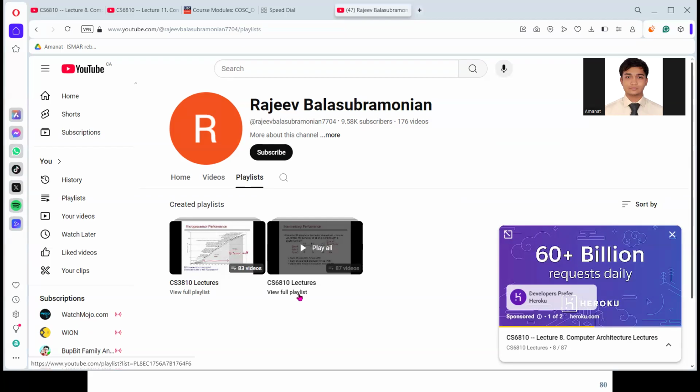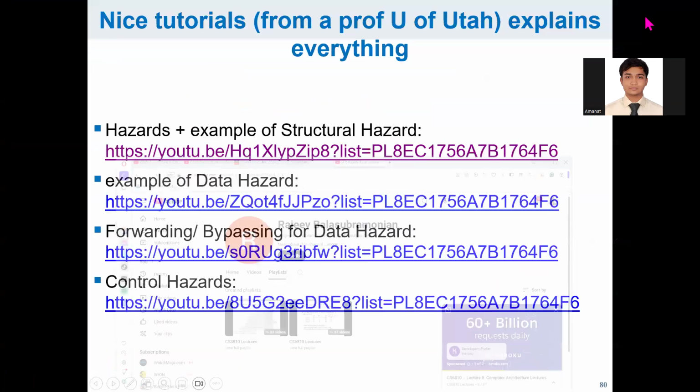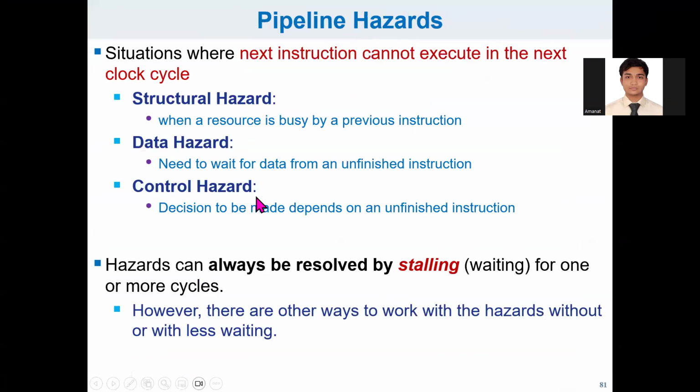Okay, so going back to what we are going to cover in today's lecture, it is pipelining hazards. In total, we basically have 3 pipelining hazards that we need to be aware of.